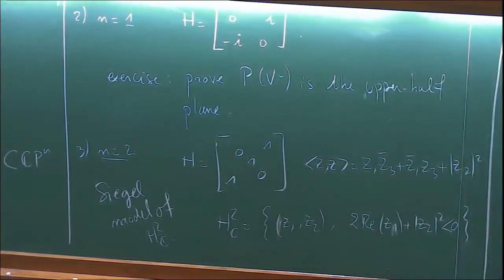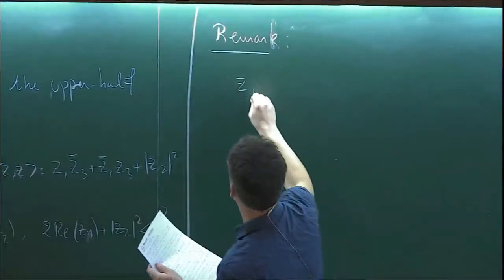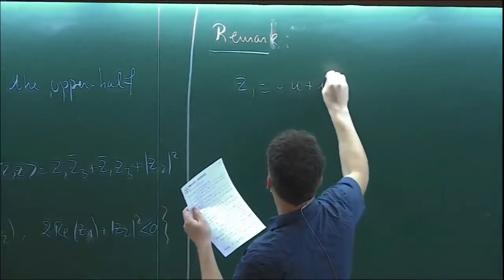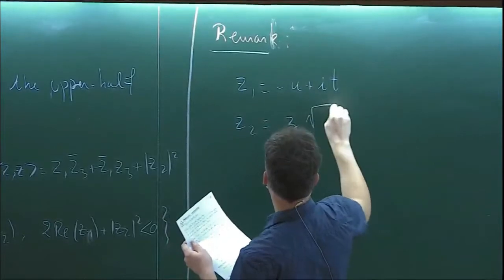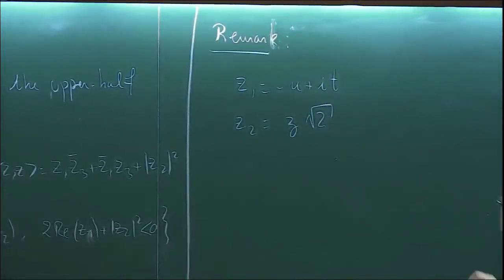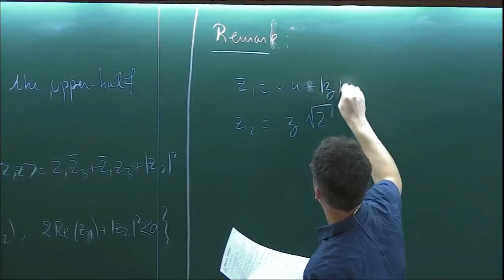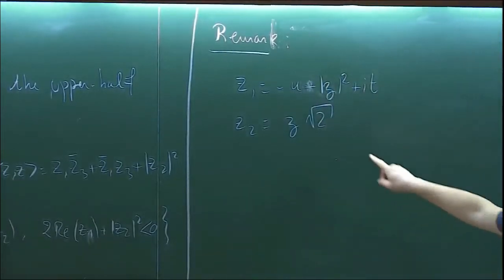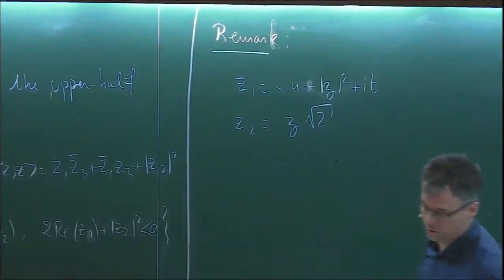Okay, and I would just like to give a little more coordinates on this set here. So we have this condition here. So what we can do is write Z1 to be minus U plus IT, and Z2 equals Z and root 2. Okay? Oh, sorry, I am missing something. Once I have my Z here, I want minus U minus a modulus of Z squared plus IT. So this root 2 here is just for fun. That's because when I put my Z2 in here, I want the 2 to factor here.